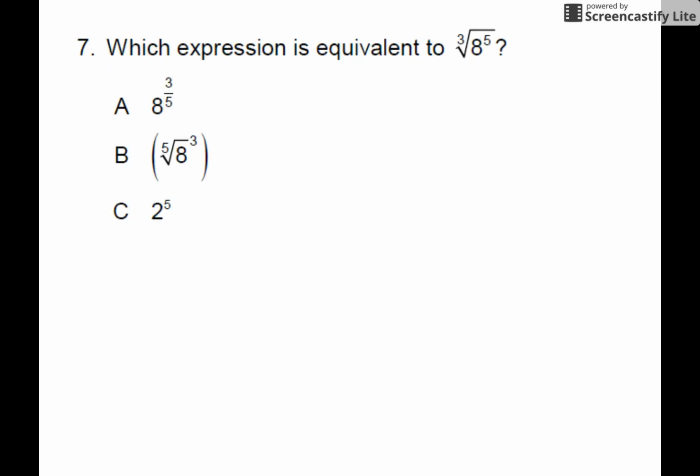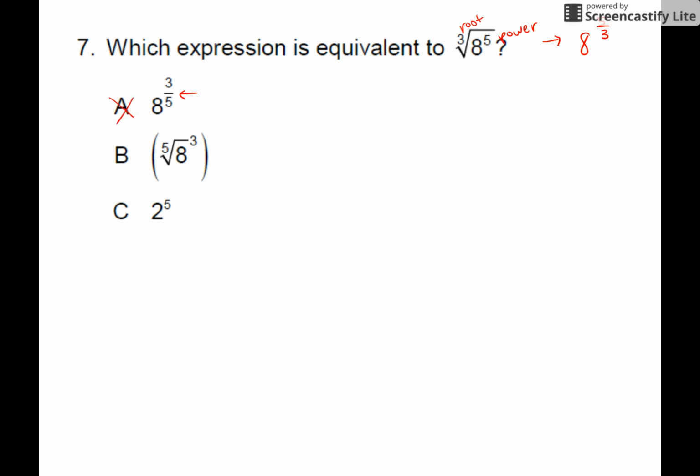Next, number 7, which expression is equivalent to the cube root of 8 to the 5th? So remember, this number is the root. This number is the power. So I'm looking for a root 3 and a power 5. On the first answer choice, do we have root 3 power 5? No, the exponent has the numbers in the reverse situation. If I was going to rewrite this, it would be 8 and then power over root. So this one does not match.